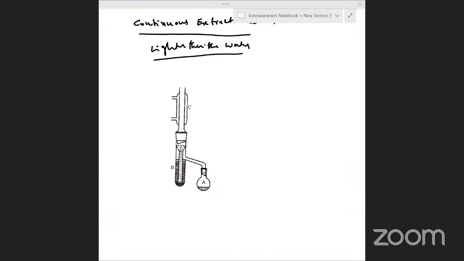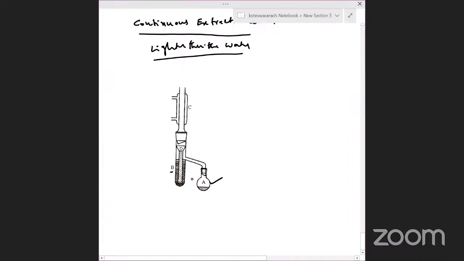What is that setup? In this extraction, the extracting solvent is lighter than the sample solution. The extracting solvent is placed in flask A. This is the flask. The sample solution is placed in the pocket, or body B. This is body B, and in that we are taking the sample solution.